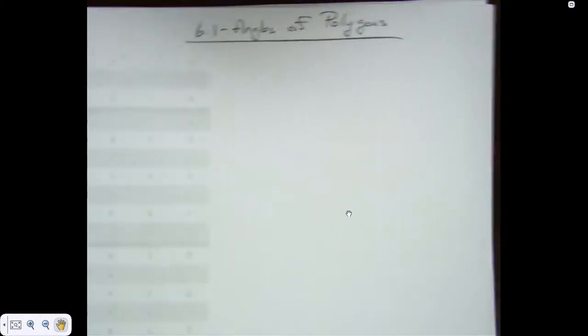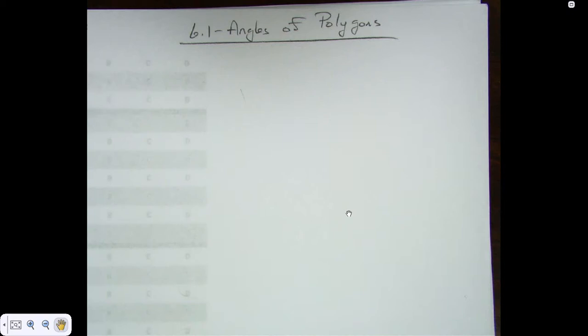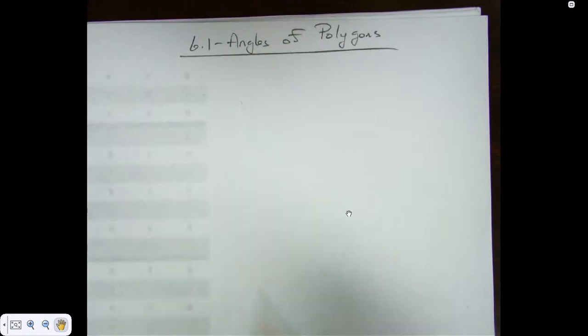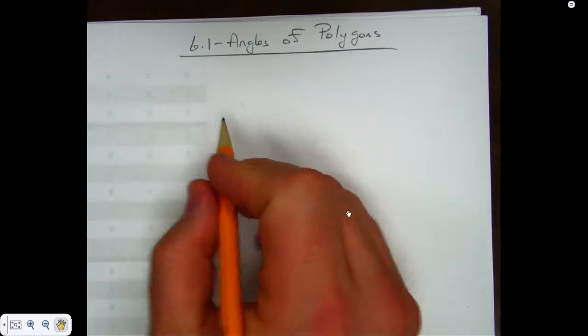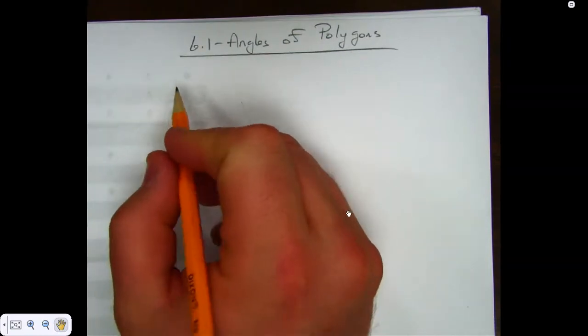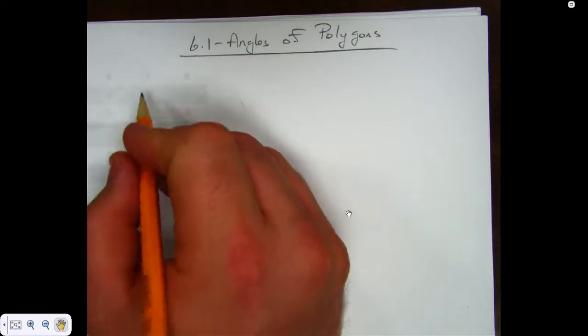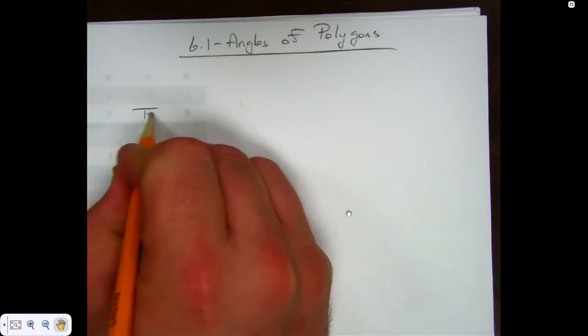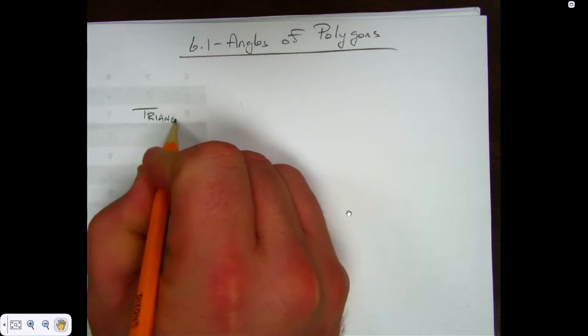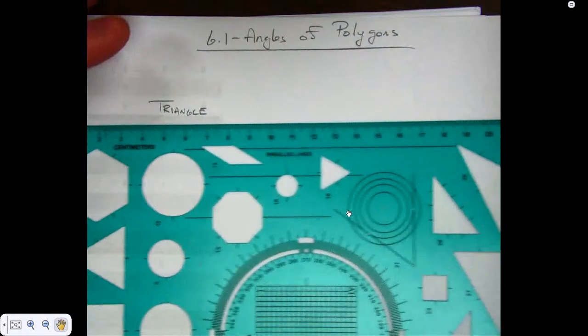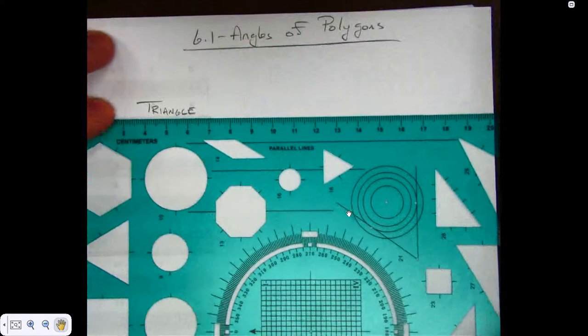Okay, angles of polygons. First of all, we need to name some polygons, and we're going to make kind of a chart here. What is a polygon? Well, a polygon is, for instance, there's one, the smallest one is called a triangle. A triangle is a polygon.